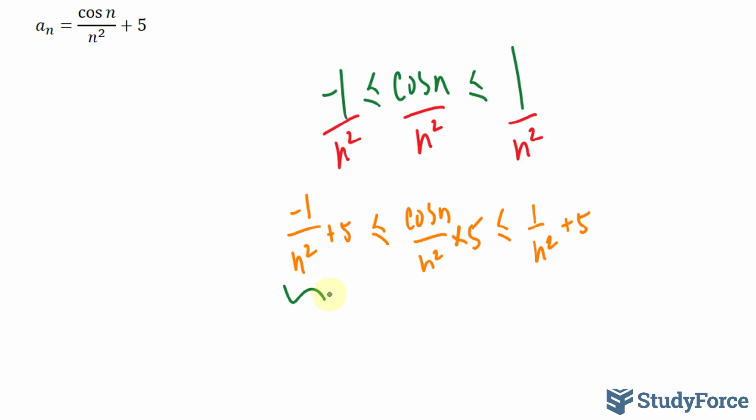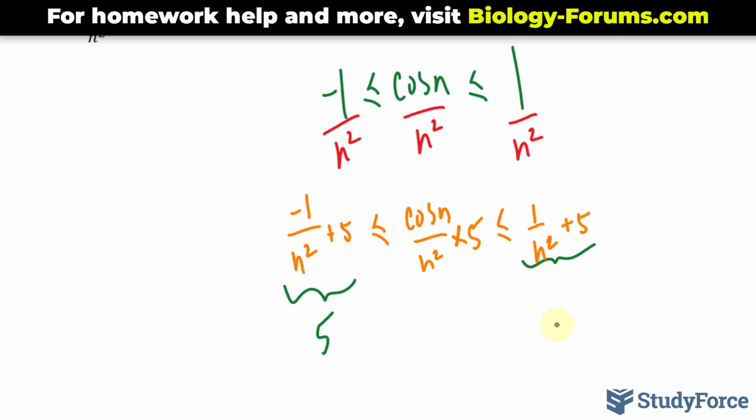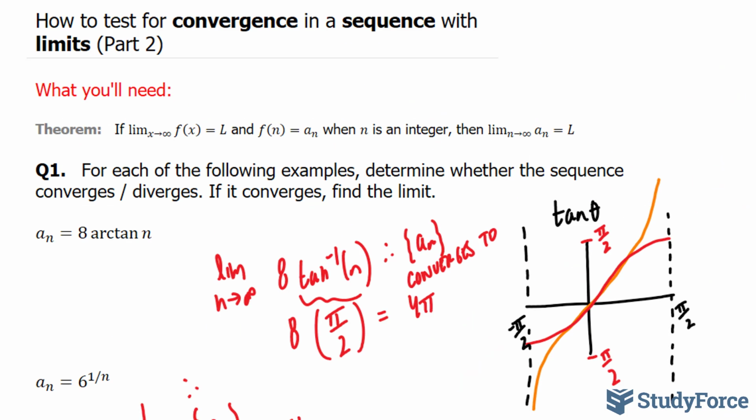I'll take the limit of this part. If n goes to infinity here, this term becomes 0, so we have 5. If I take the limit as n approaches infinity for here, I'll also end up with 5. Therefore, by the squeeze theorem, this part, its limit, is equal to 5. And we can write this down as a sub n converges. And there you have it. That is how to test for convergence in a sequence with limits.